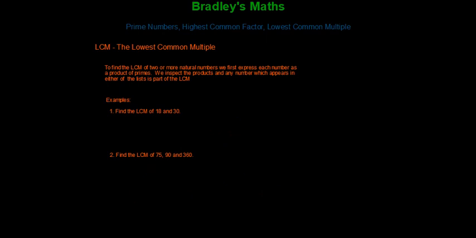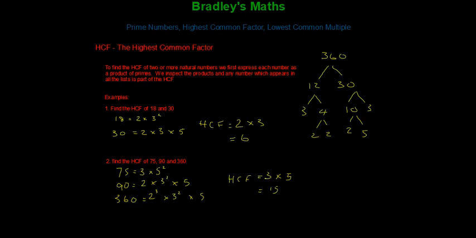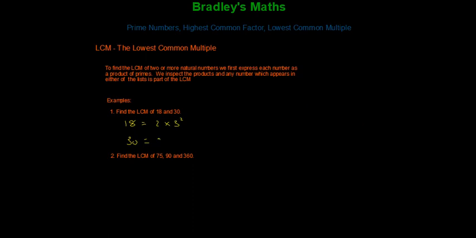18, we said, was 2 times 3 squared. 30, we said, was 2 times 3 times 5. The lowest common multiple then, LCM.